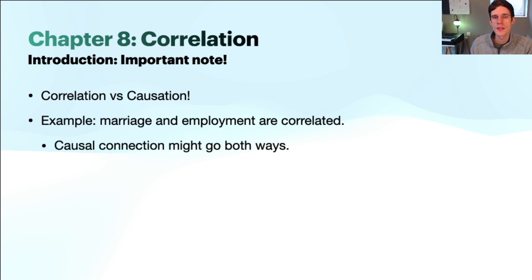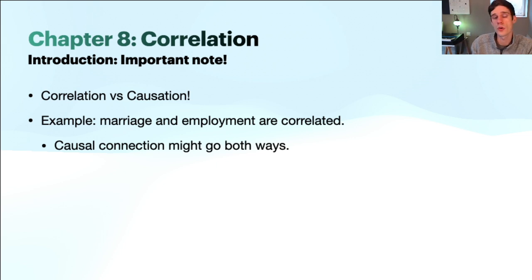The first is that there is indeed a causal connection between the two. However, because we only found correlation between the two, this causal connection could go both ways. For instance, a first one could be that if you are married, then you have more responsibilities to provide for your spouse and your children. And thus, the stakes of finding a job and maintaining a job are much higher. And thus, being married causally links to being more employed.